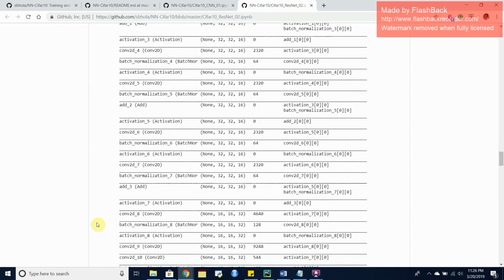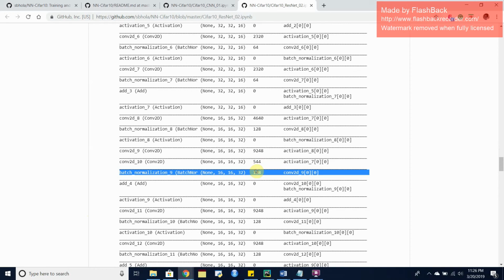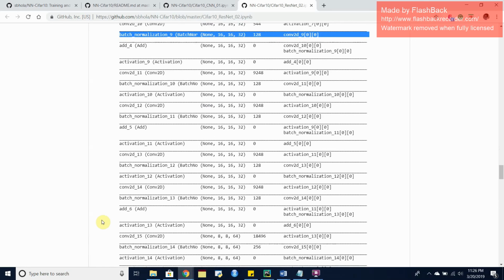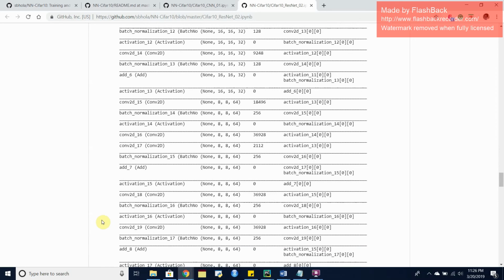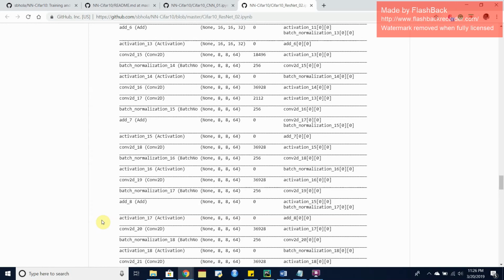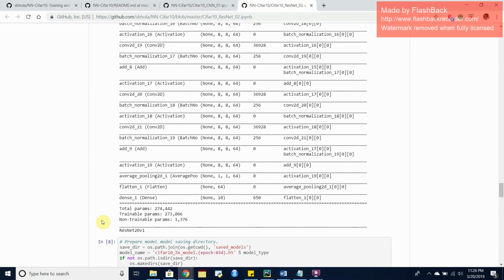At the beginning of each stage, the feature map size is halved and the number of filters is doubled. However, within each stage, all the layers have the same number of filters and the same filter size. To explain stages in detail, stage 1 has 3 residual blocks, with each residual block containing a stack of 2 layers of 3 by 3 convolution with batch normalization and ReLU activation. The last ReLU activation is performed after the shortcut connection.